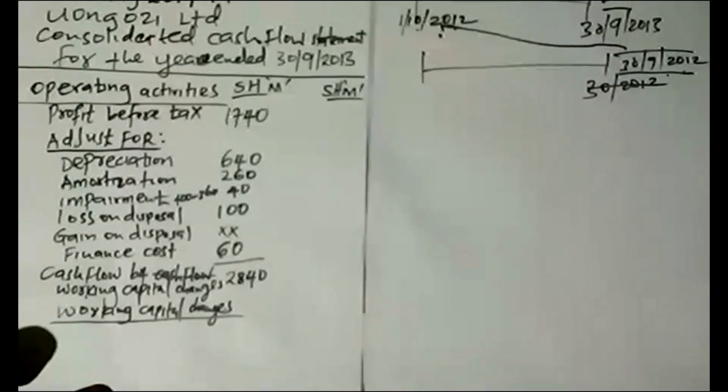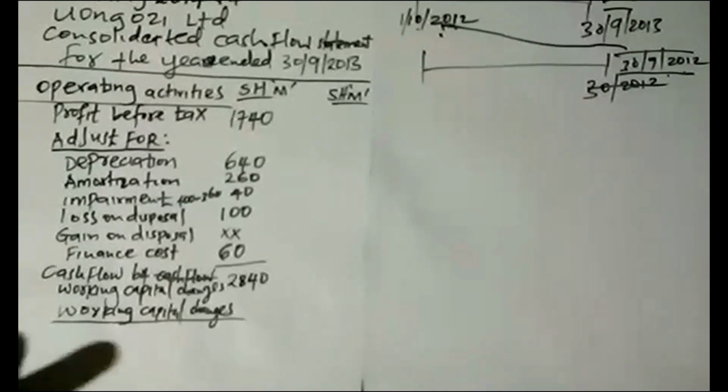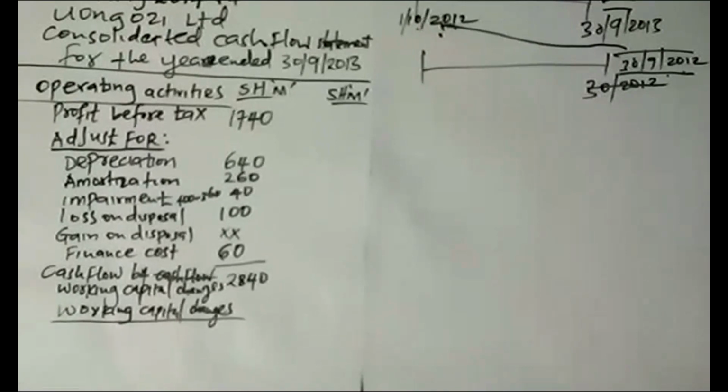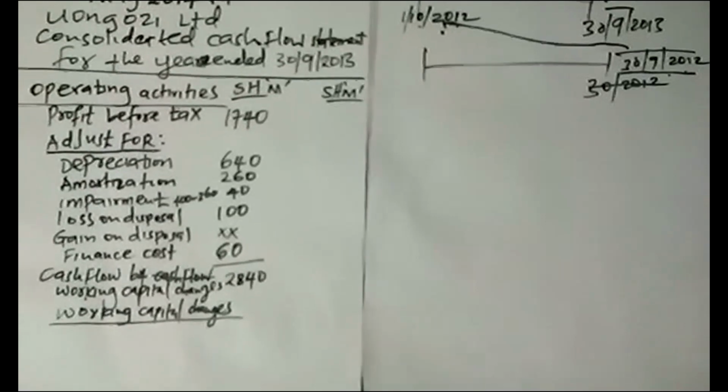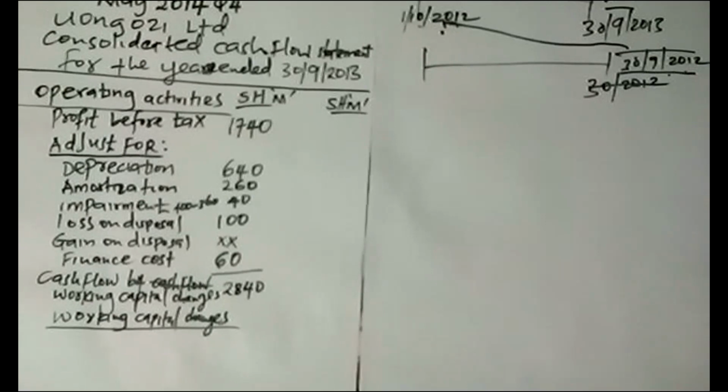Under current assets, you consider items like inventory, increase or decrease, and trade receivables, increase or decrease. Then maybe if there's prepayment, you consider that increase or decrease. When you go to the current liabilities, you consider items like trade payables, increase or decrease. So we can go to our question so that we can check those working capital items.